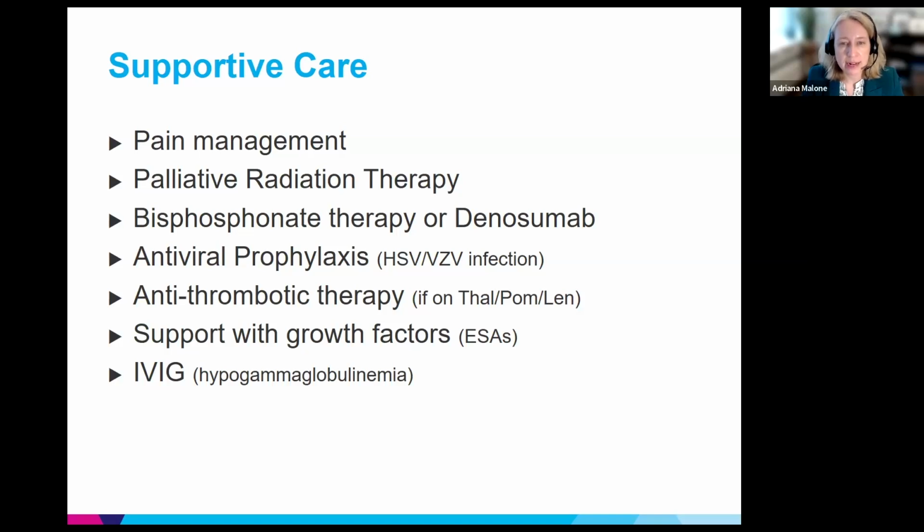HSV and VZV prophylaxis are indicated for all patients receiving proteasome inhibitors. This would be bortezomib or carfilzomib. Antithrombotic therapy is indicated for patients receiving immunomodulatory drugs, including thalidomide, pomalidomide, or lenalidomide. Patients may need to be supported with growth factors or given IVIG if they are hypogammaglobulinemic and have recurrent sinopulmonary infections, including severe and life-threatening infections.